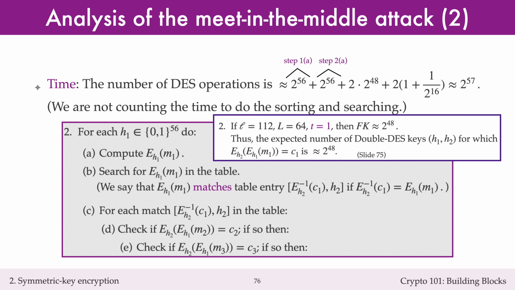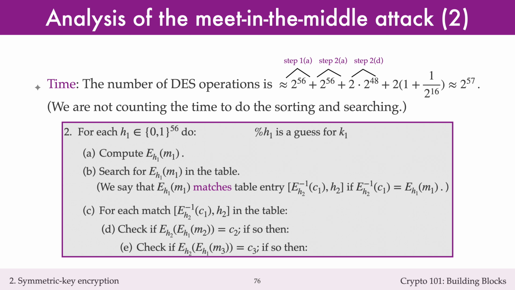And so the expected number of double DES keys, which encrypt M1 to C1, is roughly 2 to the power 48. Hence, the attack will execute step 2d a total of 2 to the 48 times. So the total cost of step 2d is 2 times 2 to the 48, because each execution of step 2d does 2 DES encryption operations.